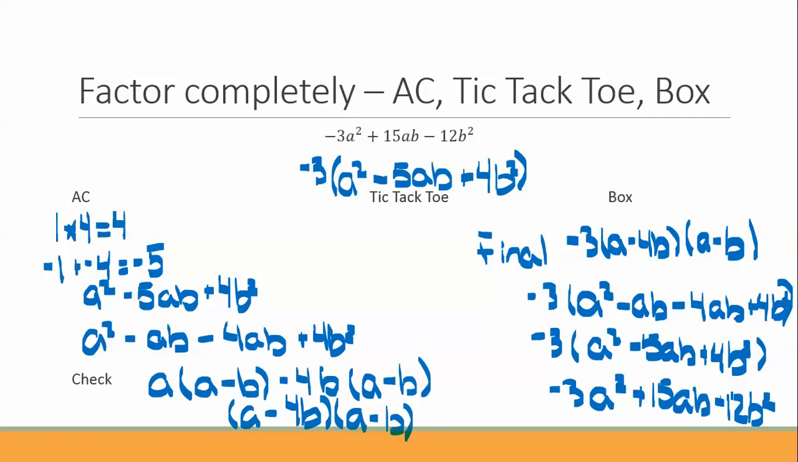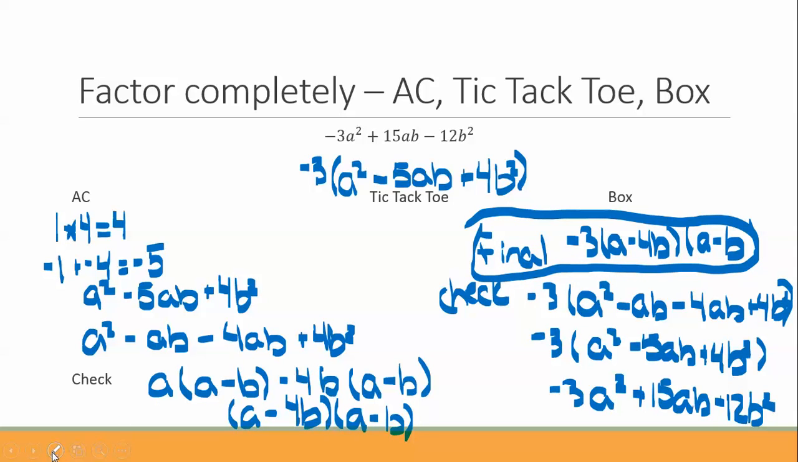12b squared. In some versions, when some people are taught to do this, they're taught to ignore the b and then bring it back in at the end. Using the AC method, you don't need to ignore the b, it stays in there. And that'll also happen using the tic-tac-toe method. So this was our check, and this part right here was our check, and this part was our final answer.